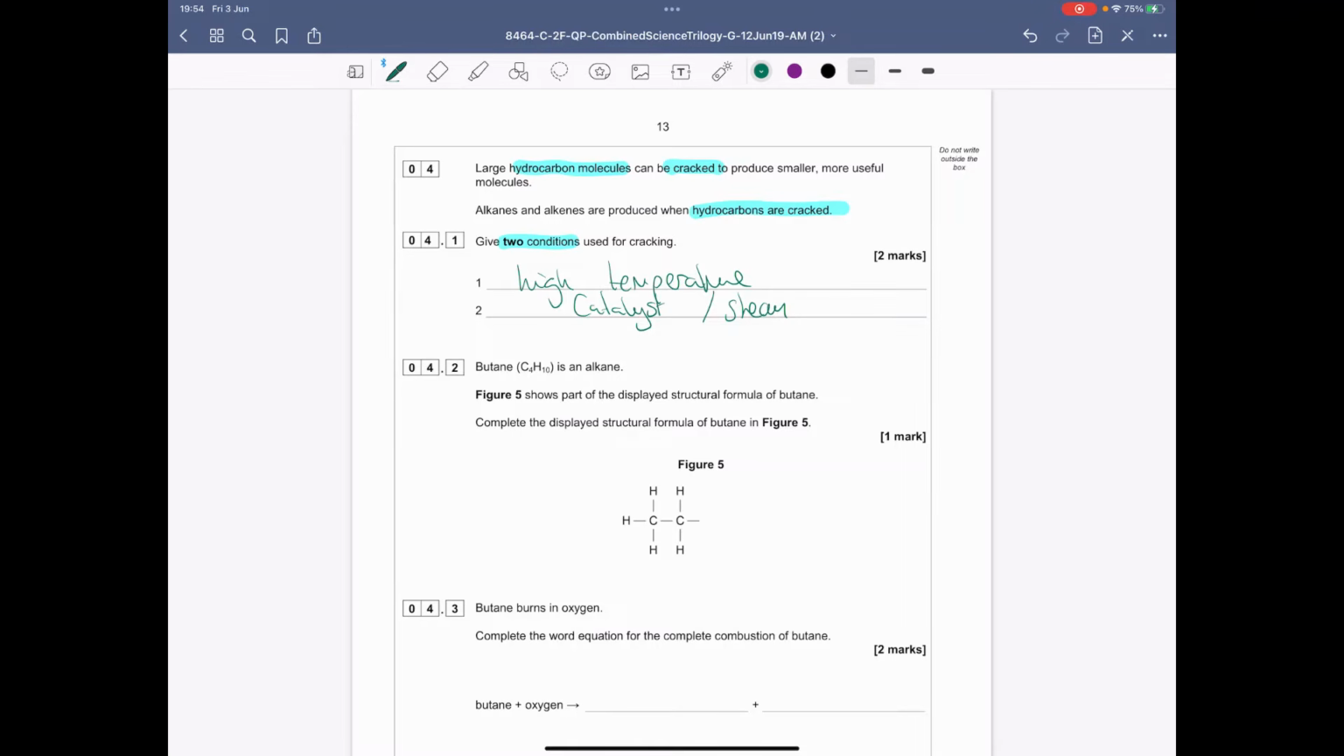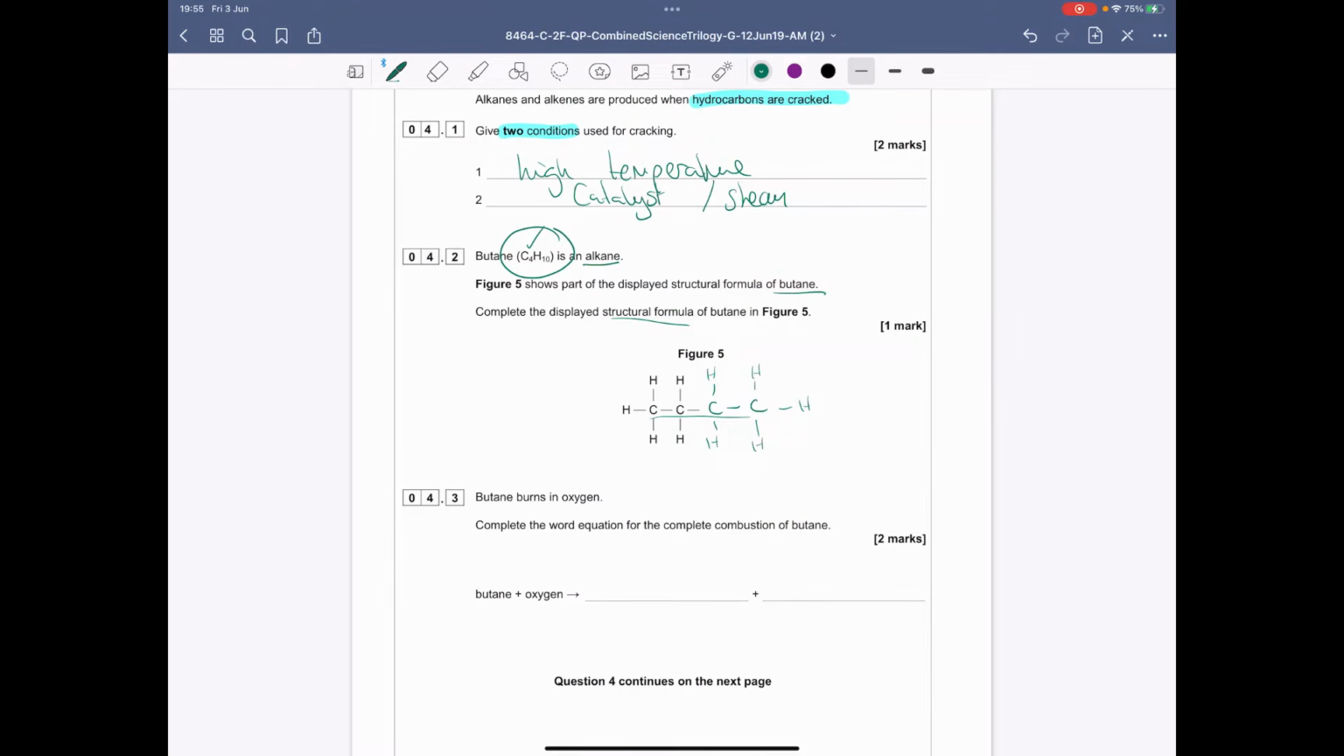Butane, C4H10, is an alkane. Figure 5 shows part of the displayed structural formula of butane. Complete the displayed structural formula in figure 5. So it's told you the molecular formula there, C4H10. So we now need to make sure that we write it out in its structural formula. So the first thing I will do is add my carbons on to make sure I've got my 4 carbons. And then I've got to make sure I add my hydrogens on in the same pattern as it is on the left hand side, and then I can add it all up and I can double check I've got 4 carbons and 10 hydrogens, so therefore it's C4H10, and that would be 1 mark.